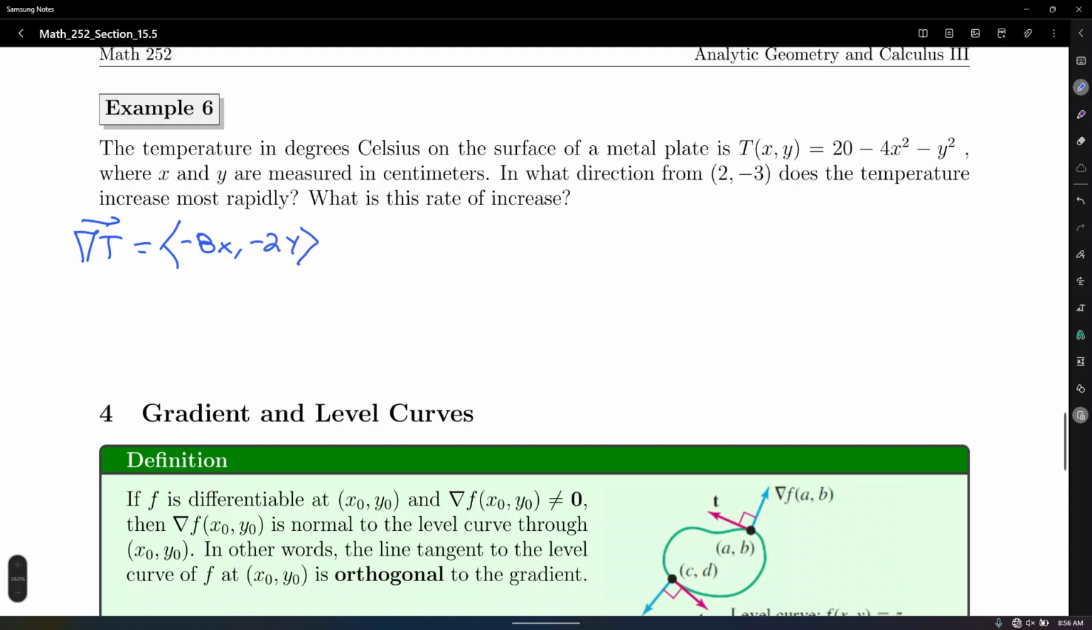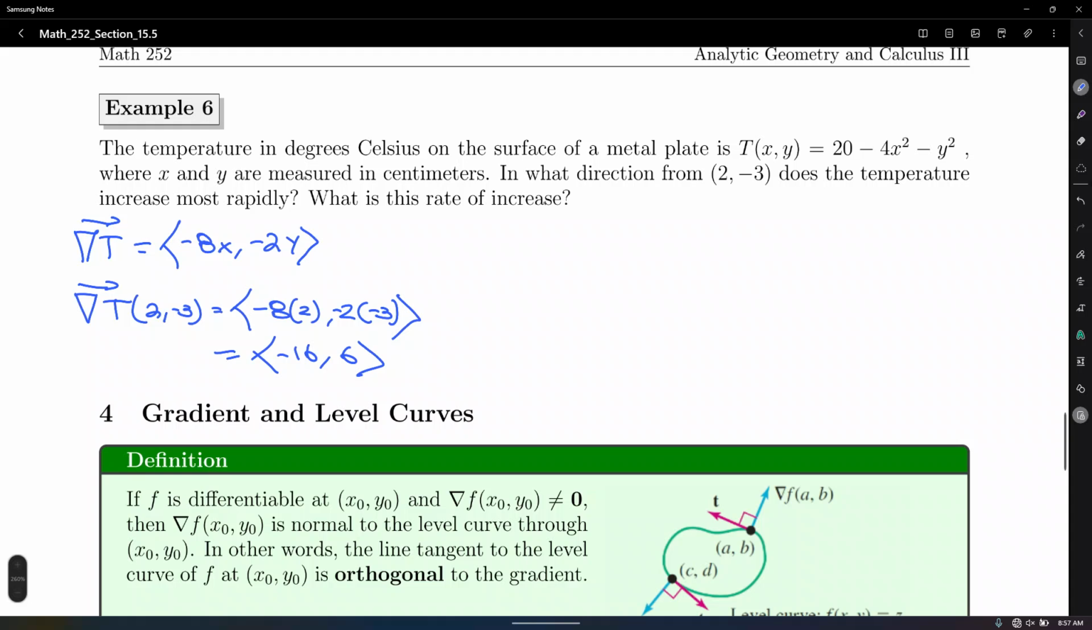All right, so let's evaluate the gradient at the point (2, -3). So this will be -8 times 2, comma, -2 times -3. Okay, so this will give us -16, comma, what's that? -6, right? Oh, actually, this is negative. That becomes +6.